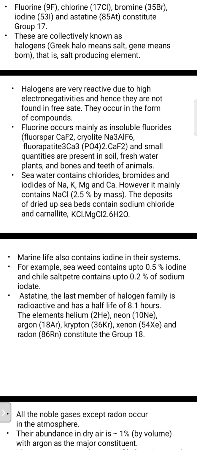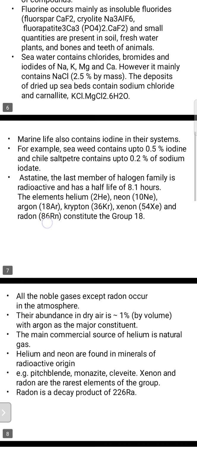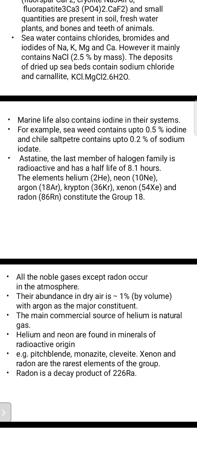We'll start from helium: helium, neon, argon, krypton, xenon, and radon. These elements are called noble gases, rare gases, or zero group elements before, but we are now calling them group 18, noble elements, rare elements. These elements are chemically inert. Why are these chemically inert? About that, you can see the octet theory.